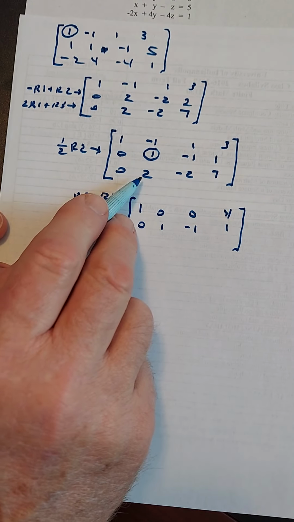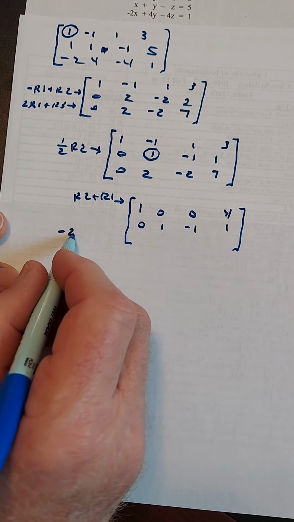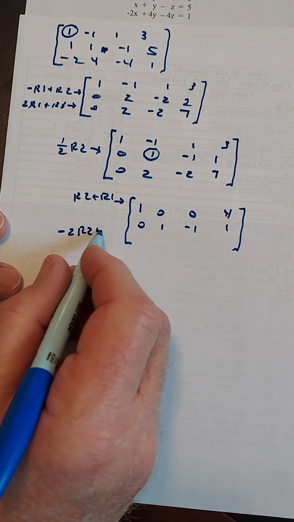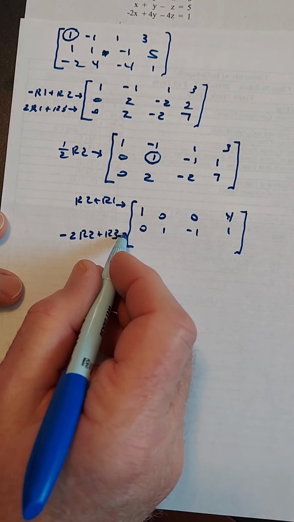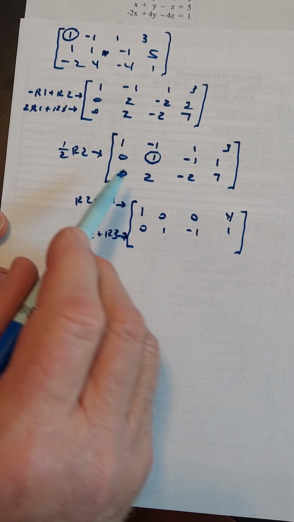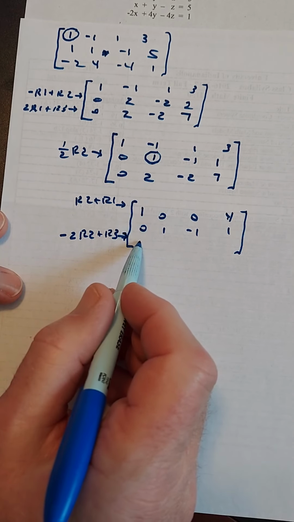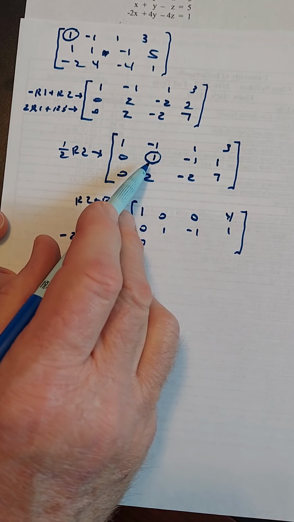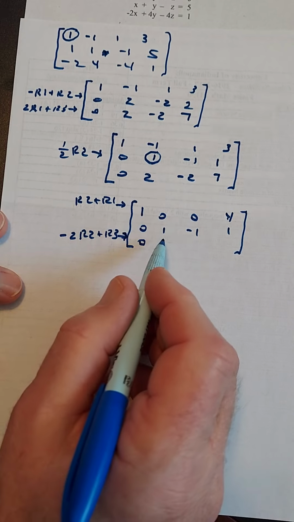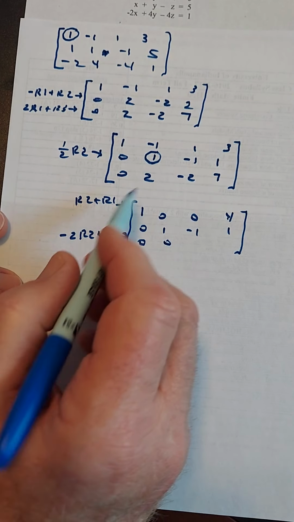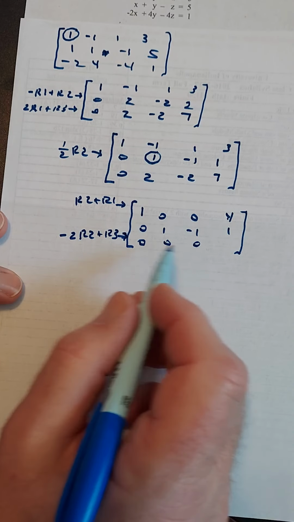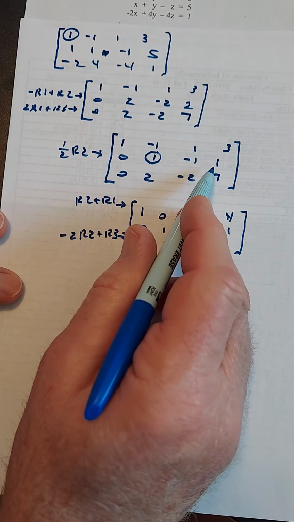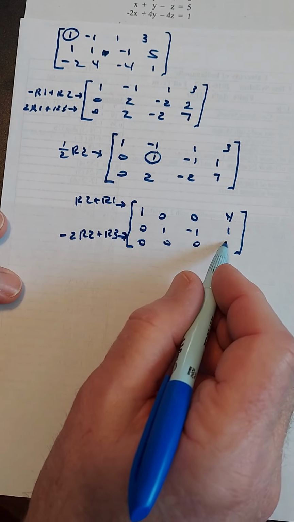Now we've got to get a 0 here, so we're going to take negative 2 times row 2 plus row 3. So negative 2 times 0 is 0, plus 0 is 0. Remember, they're not going to change. Negative 2 times 1 is negative 2, plus positive 2 is 0. Negative 2 times negative 1 is 2. 2 plus negative 2 is 0. Negative 2 times 1 is negative 2. Negative 2 plus 7 is 5.